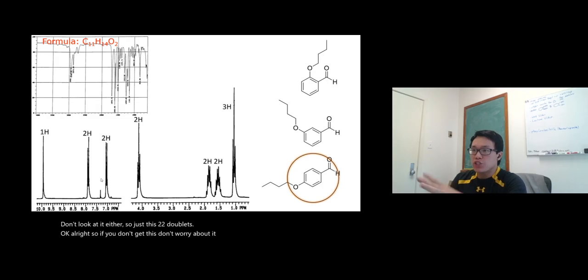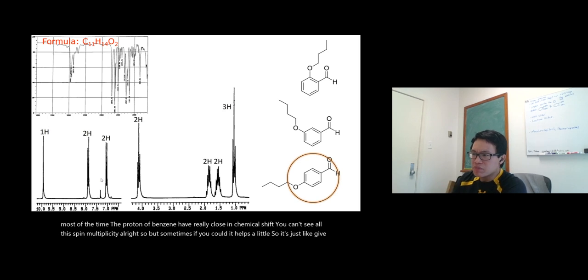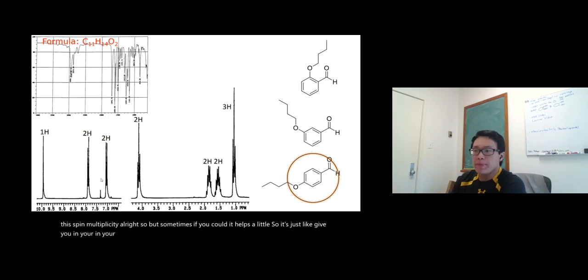All right. So what I showed you may just help you differentiate between ortho, meta, para isomers, and monosubstituted benzene and disubstituted benzene. Most of the time, the protons of benzene are really close in chemical shift. You can't see all this spin multiplicity. All right. But sometimes if you could, it helps a little. So it just gives you something in your arsenal. Maybe you can use it. Okay. All right.